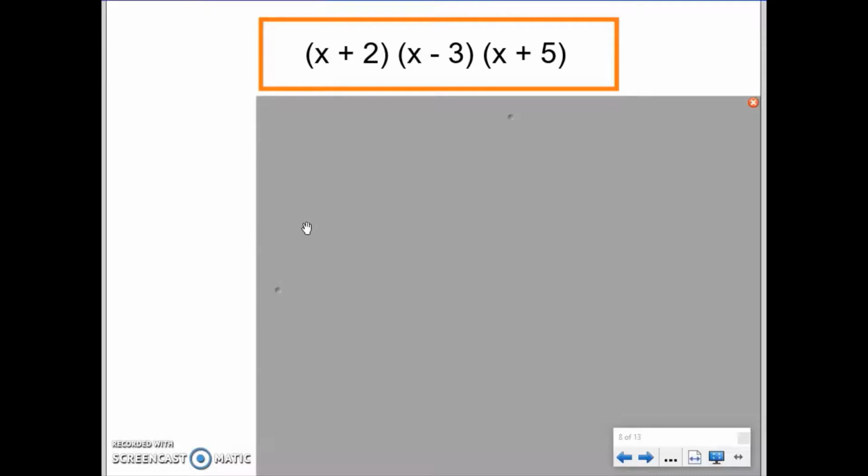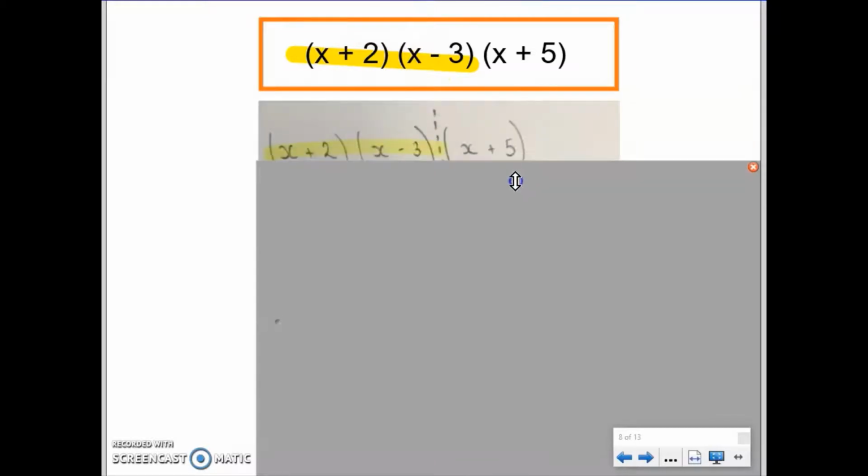I think the easiest way to approach a question like this is to first of all focus on the first 2 brackets. So I'm going to focus on x plus 2, x minus 3. It doesn't really matter which 2 brackets you focus on first, but just for consistency, I like to focus on the first 2. So to start with, I'm going to expand the double bracket x plus 2 multiplied by x minus 3. So for now, I'm going to ignore the x plus 5. That'll come back into the calculation in a little while.